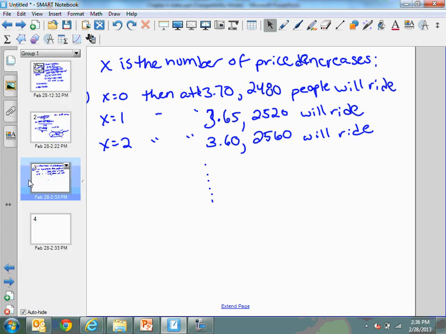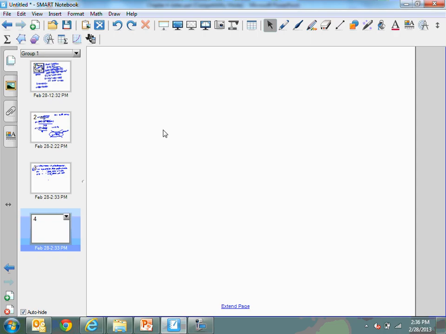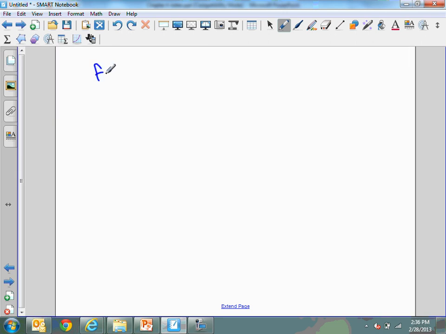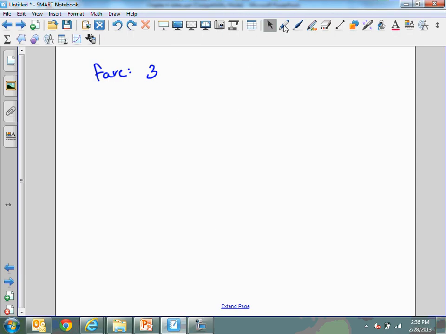So if we're coming up with an equation to model first the fare per person and then the number of people that would ride. So the fare originally was $3.70. Okay, but we're discounting, so we're taking off 5 cents. And the number of discounts is represented by X. So X tells us how many 5-cent discounts we're giving.